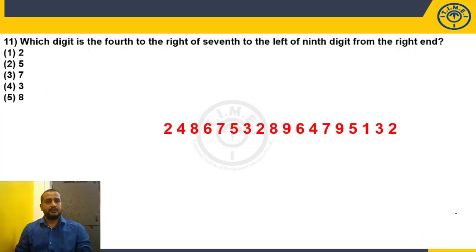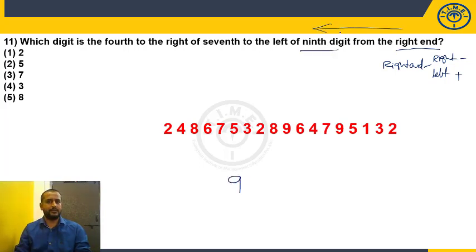Question number 11. Which digit is 4th to the right of, 7th to the left of, 9th digit from the right hand? You know what exactly to do with this kind of question. We discussed shortcuts at the beginning of the class. The question is based on the right hand. When the base is right hand, right will be minus, as we already discussed, and left will be plus. For the right hand, the number mentioned is 9, so take it as it is. We should be going in reverse order, back tracing. What is the previous statement? 7th to the left. Left will be plus, so plus 7.